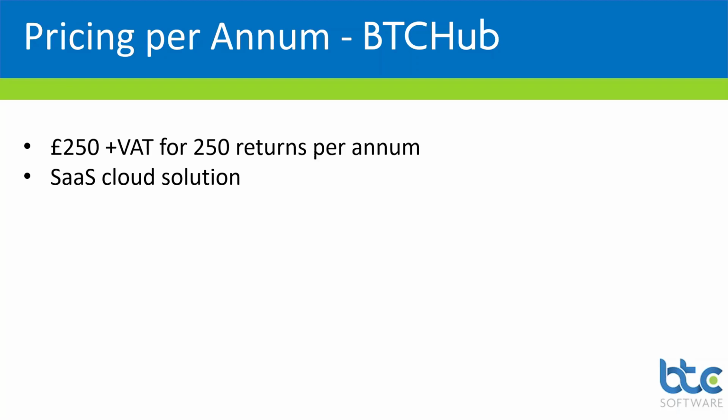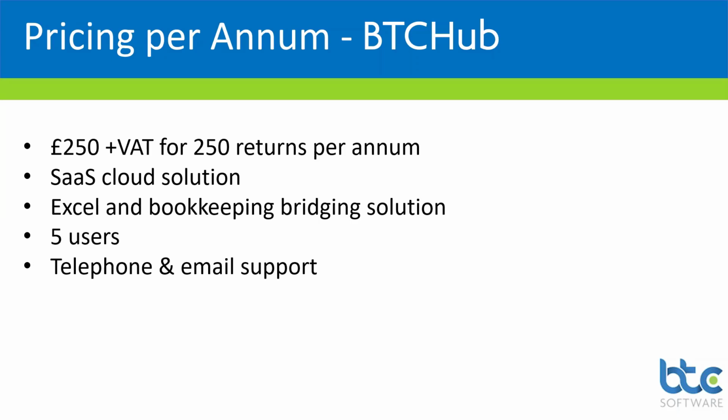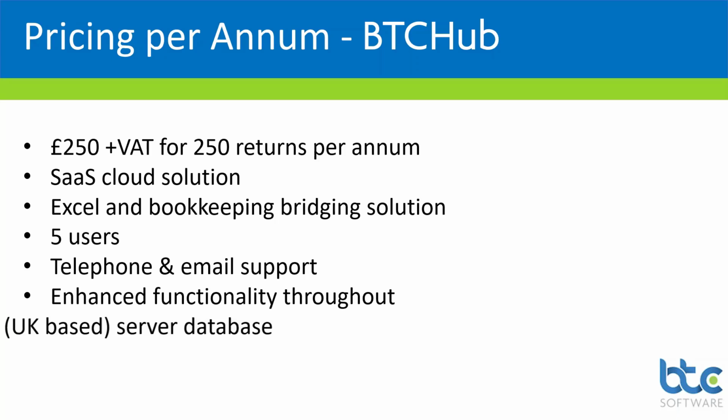Now you've also got the Software as a Service Cloud Solution, the Excel and bookkeeping functionality, 5 users as standard. Telephone and email support are also included in the subscription. Enhanced functionality throughout. Any changes that are made in legislation or any features that we add will be included within your subscription of BTCHub. There'll be no add-ons. The only add-on that we'll be looking at is Making Tax Digital for Business for the self-assessment, but added functionality will be included within BTCHub.